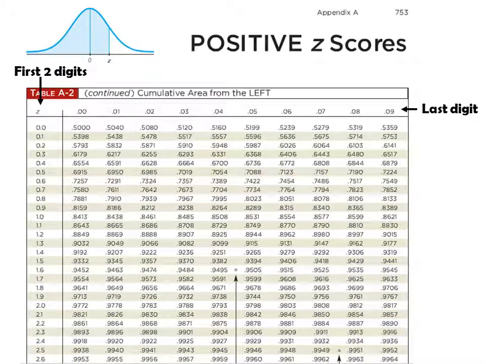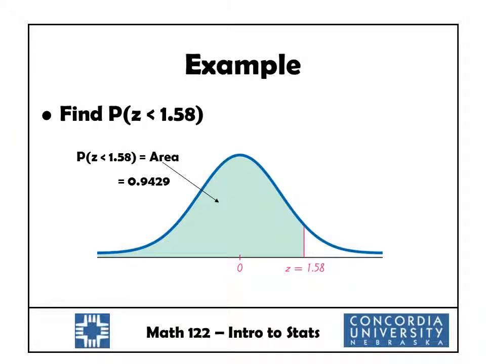Now to find area, we used Table A-2, which gives us areas underneath the standard normal density curve to the left of z-scores. And so the way we look this up is the first two digits are on the left, 1.5, and the last digit across the top, 8, so 1.58. And so there was our probability. So that number gives us that area, which is our probability. So that's all there is to finding normal or standard normal probabilities.